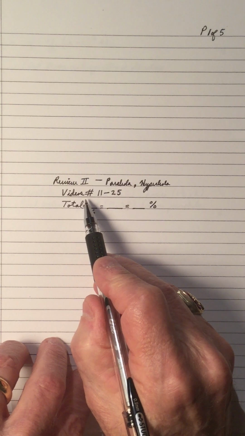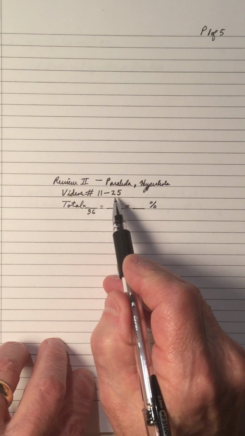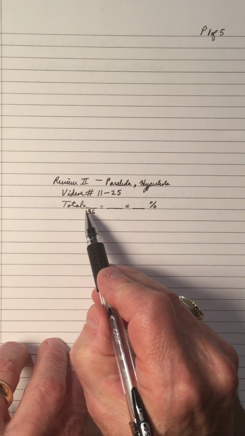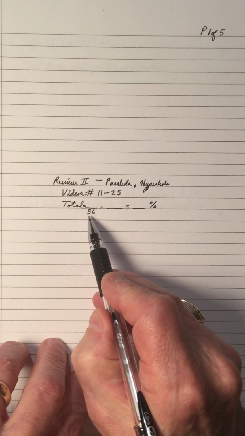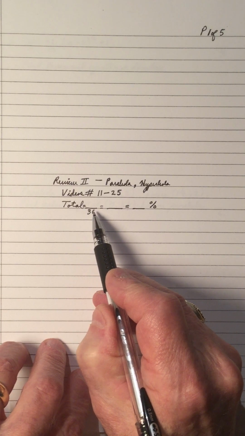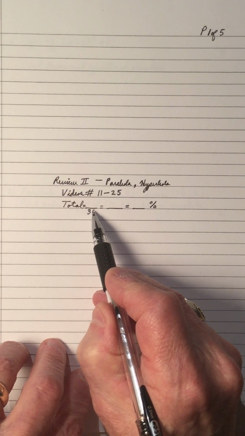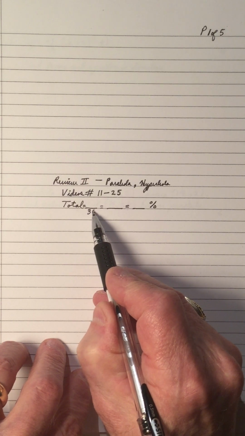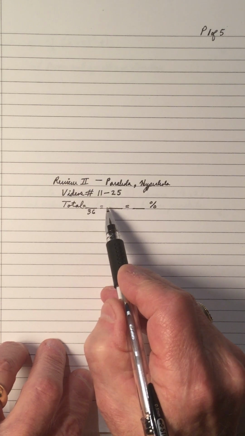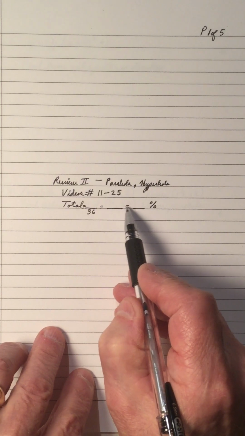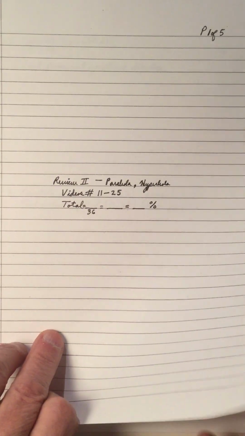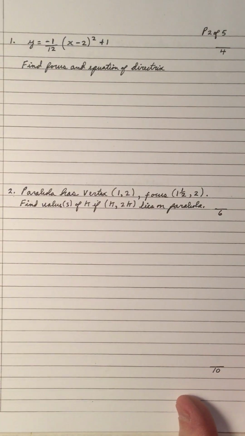This review is on videos numbers 11 to 25 and it's treated as a quiz marked out of 36. So give yourself a score for each question. Total up the page, put it over 36, divide 36 into the numerator to get a decimal, and move your decimal 2 places to the right to get a percent. Here we go, let's do the review, see how well you're going to do.